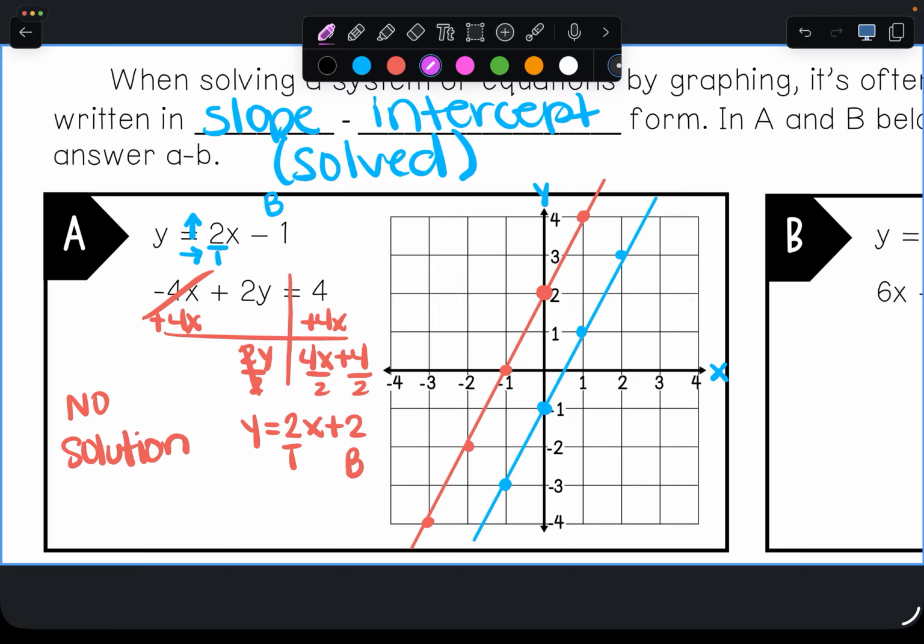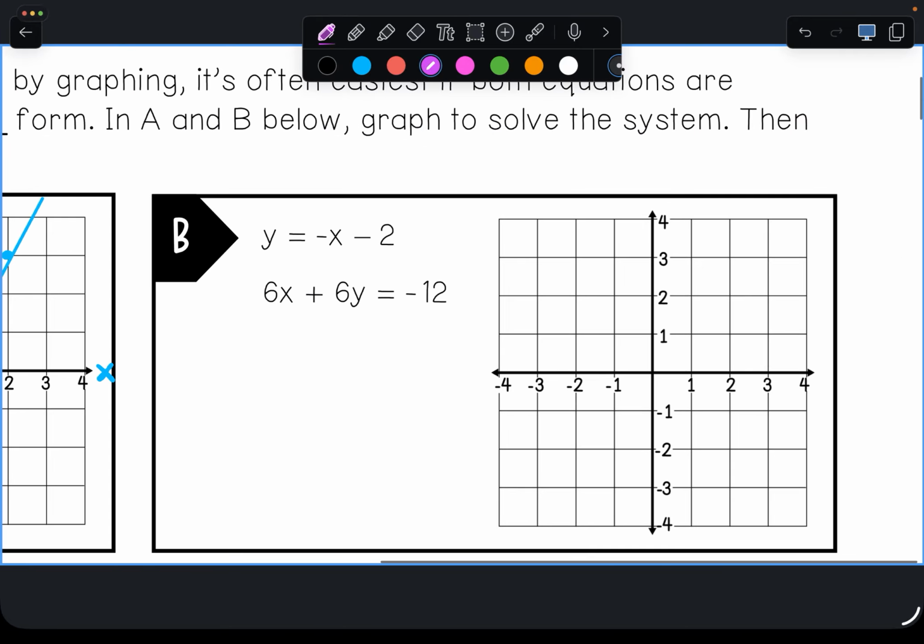infinitely many solutions, meaning the lines have the same slope and the same y-intercept, meaning they're the same line, stacked, one on top of the other. All right, let's start with number one.